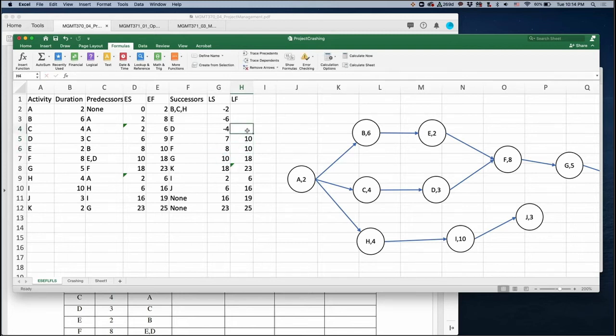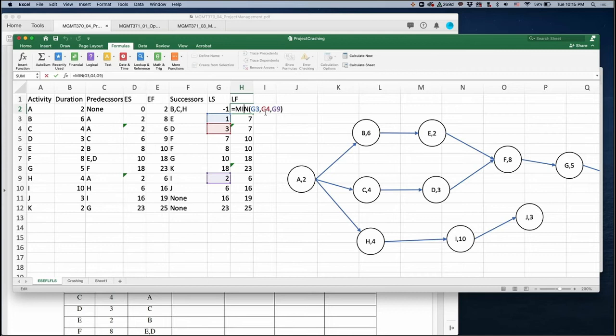Or C, where is C? B, C, and where is H? Check again. I made a mistake. B, C, H. And for B, successor, this is wrong. For B, their successor is E. E is here. So we have this number.